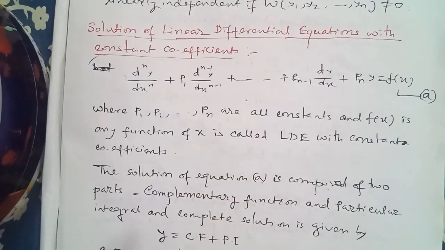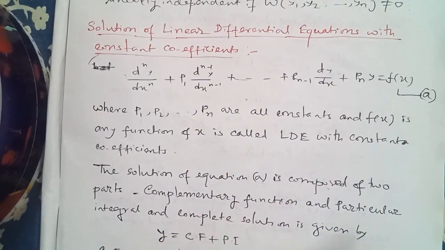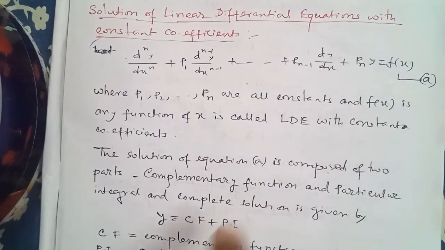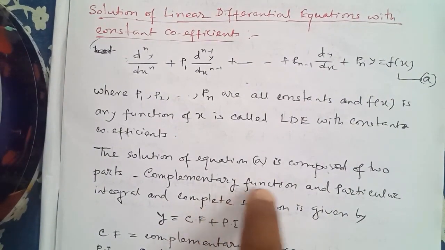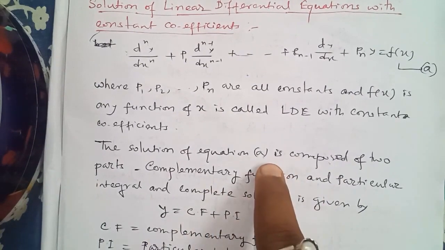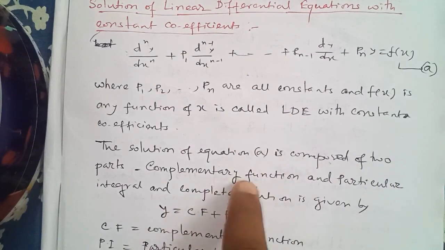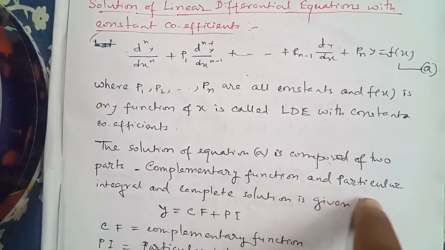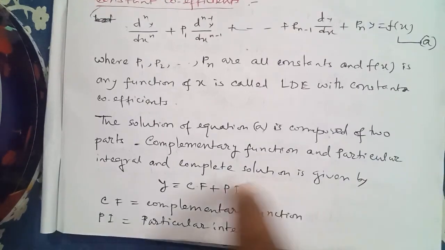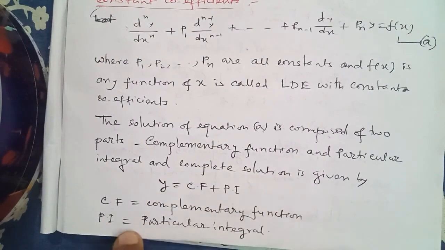The solution of equation A is composed of two parts. If we find its solution, we have to find it in two parts. In the first part we find the complementary function, and in the second part the particular integral is found. That means its general solution will be y equals the complementary function plus the particular integral. CF means complementary function, PI means particular integral.